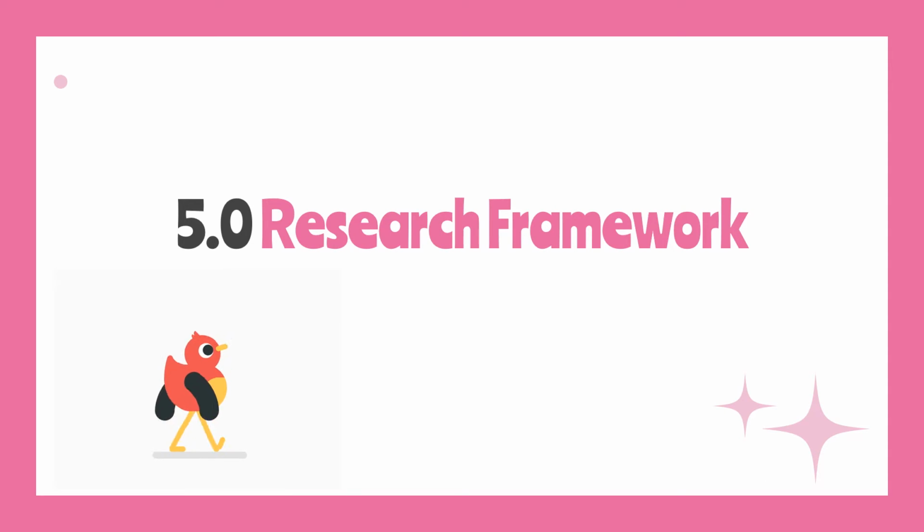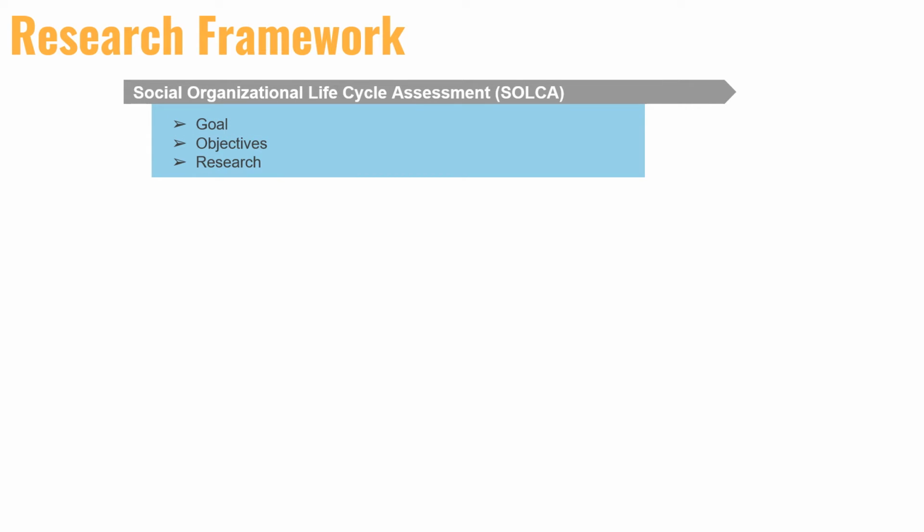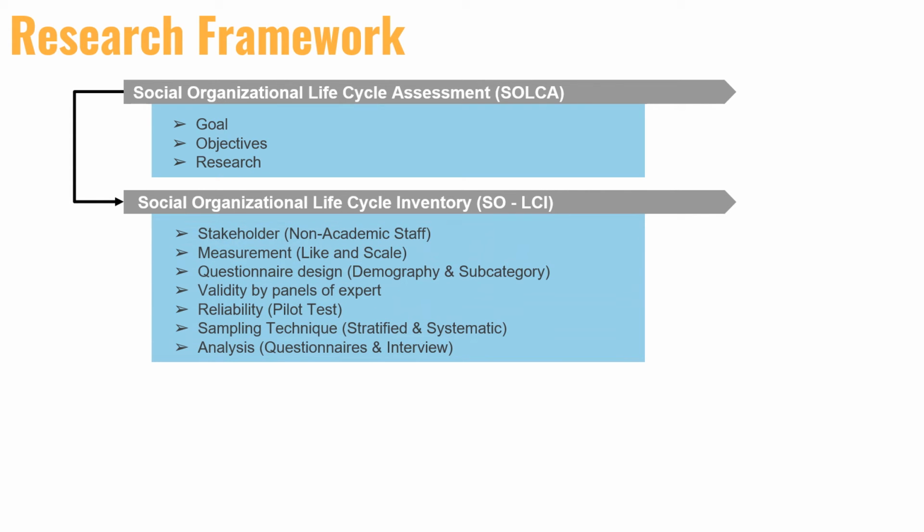Part 5. Research framework. This research framework consists of 4 phases. First phase is Social Organizational Life Cycle Assessment, SOLCA. In this SOLCA, there is goal and scope definition, objectives, and research. Second phase is Social Organizational Life Cycle Inventory, SOLCI. In this SOLCI, first is stakeholder. Stakeholders are the non-academic staff such as laboratory assistants, library assistants, clerks, and secretaries. Second, the measurement of inventory is ordinal, which is the Likert scale.